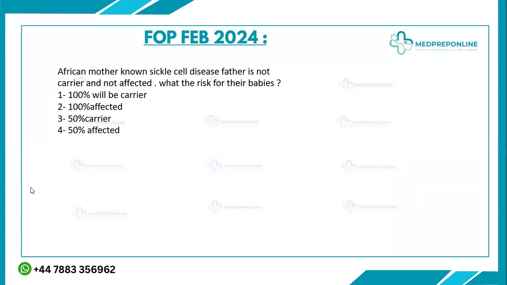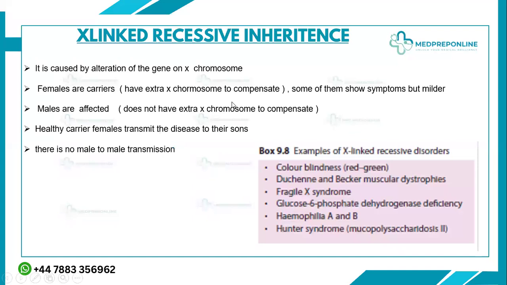Now we are going to do X-linked disease. Yes, 100% carrier. Okay. Now we are going to do X-linked recessive inheritance. When we talk about X-linked recessive inheritance, that means the disease will occur when there is a mutation in the X chromosome. Now there is a difference between autosomal recessive and X-linked recessive. In X-linked recessive, only boys are affected. Okay, why is that so?